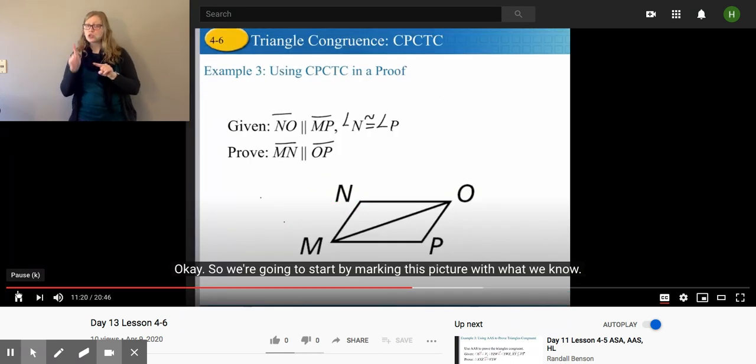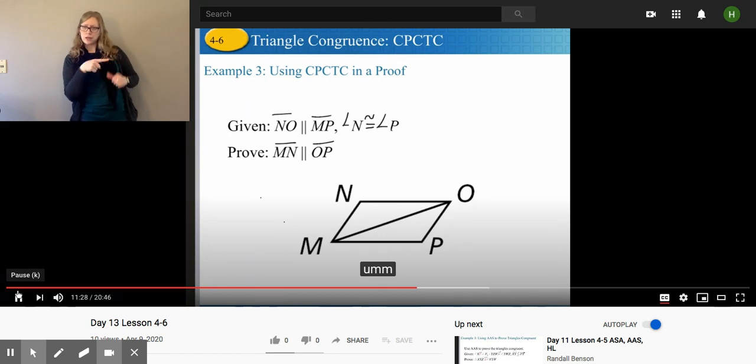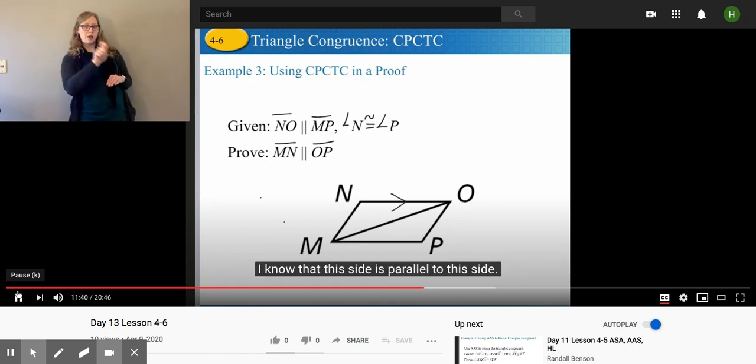Okay, so we're going to start by marking this picture with what we know. And the first thing that they tell us in this picture is that side NO is parallel to side MP. So we're going to mark that in the picture with two little arrows. I know that this side is parallel to this side.